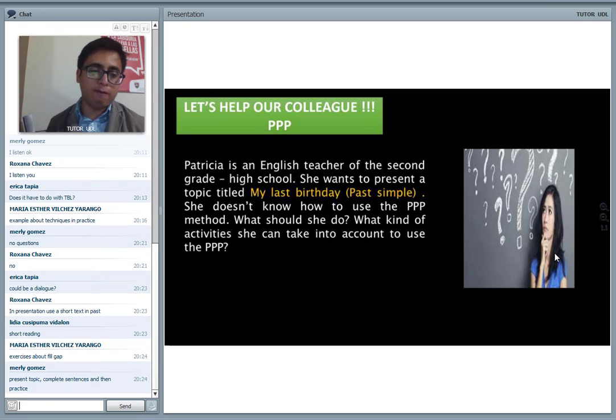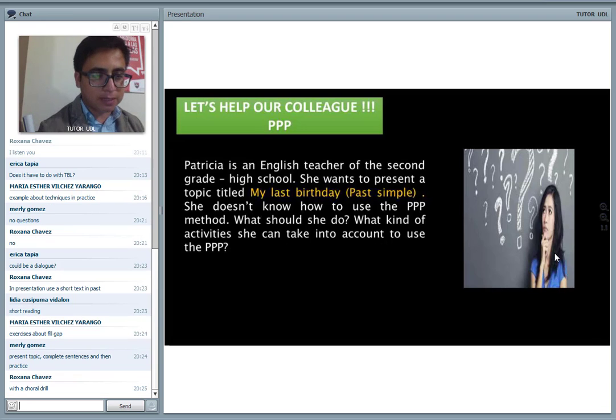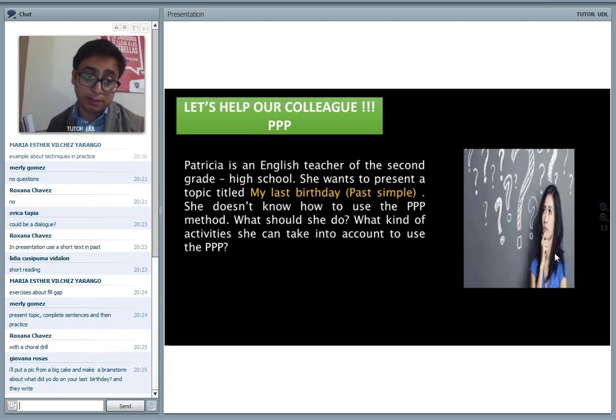Okay, exercises about filling gaps. It can be at the beginning, present the topic, complete sentences, and then practice. Okay, let's read what Giovanna Rosa says.